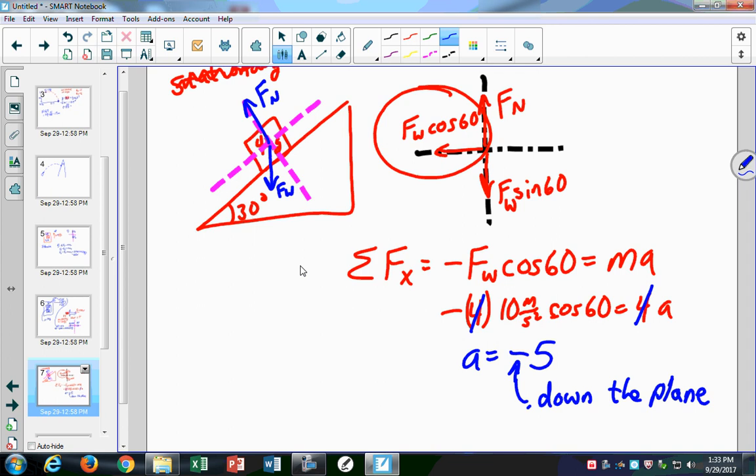Can you do a problem where you have to use the y? The only reason you would ever use the y is to determine your normal force, which matters if you have friction. We're going to look at one with friction. So yeah, the only reason you'd ever use that is if you have friction. Let's look at one. We'll pull up an old test, okay? Is that okay?